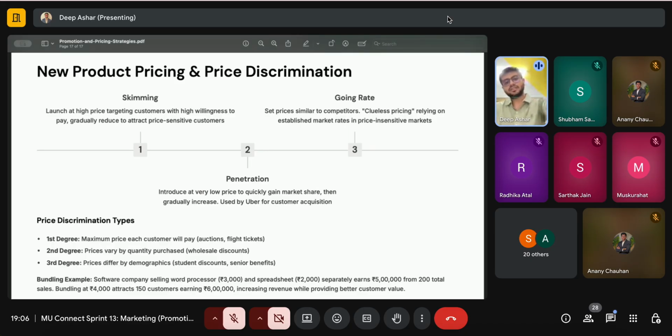So penetration pricing is where you come into the market at a very low price, get a larger market share, and then increase your price. Uber also did this. Rapido also did this as a strategy to gain market share.